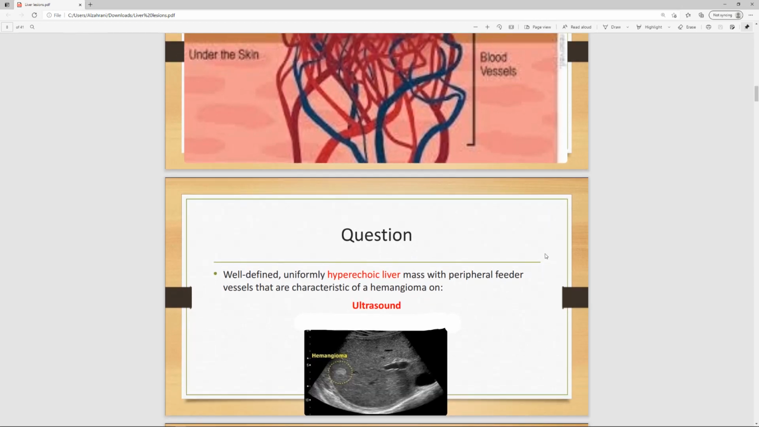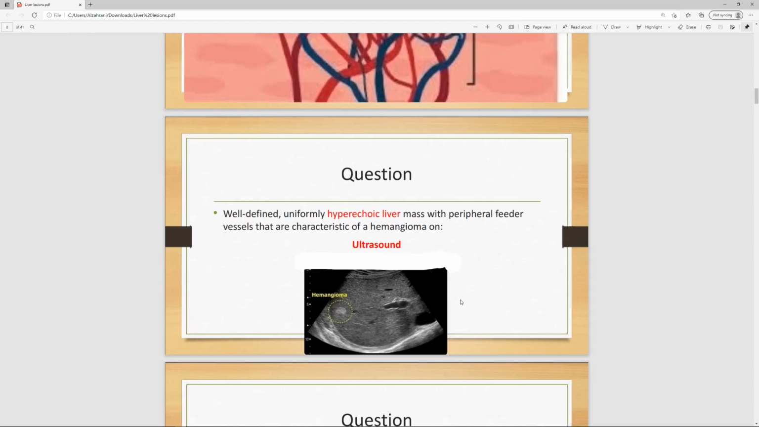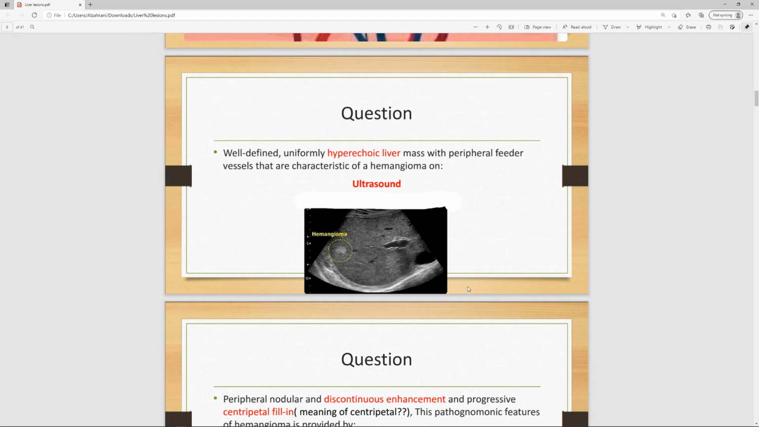Okay, this is a question. We have a well-defined, uniformly hyperechoic liver mass with peripheral feeder blood vessels. These are characteristics of hemangioma. On which diagnostic modality? These are features of hemangioma on ultrasound. Pay attention to the hyperechoic liver mass. You can see here the echogenicity of the liver. It is white in color. This indicates it is hyperechoic, and with peripheral feeder blood vessels.